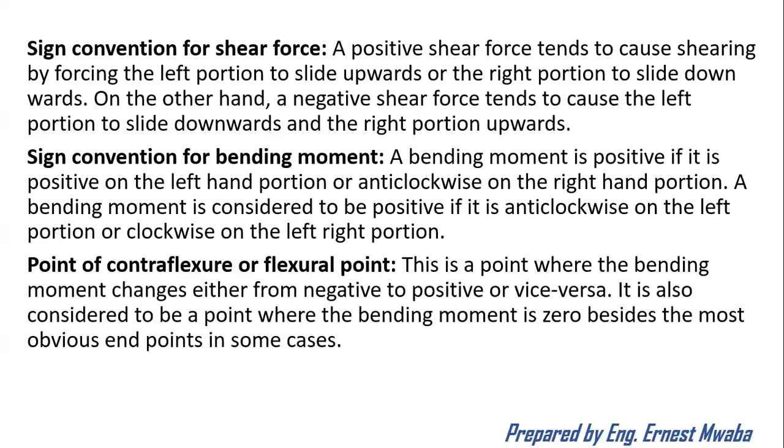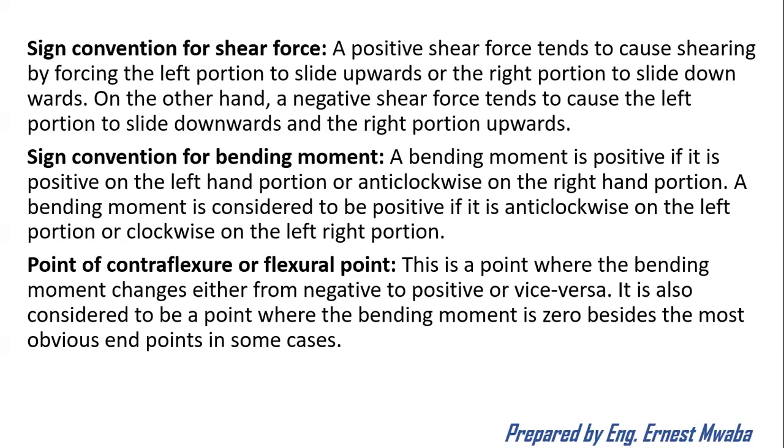In addition to all this, we also have what is known as a point of contraflexion. This is a point where the moment is transitioning, moving from positive to negative. So you draw a bending moment diagram. Then the point where the moment is changing from positive to negative, that is the point we call a point of contraflexion.